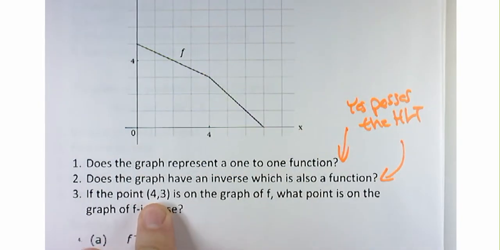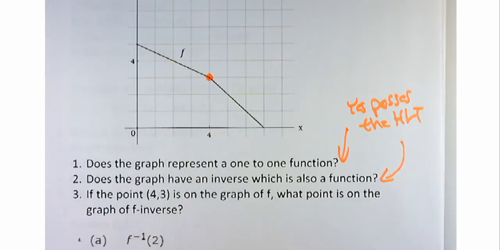If the point (4, 3) is on the graph of the function, what point is on the graph of the inverse? So if that point's on the graph of the function, what's on the graph of the inverse?